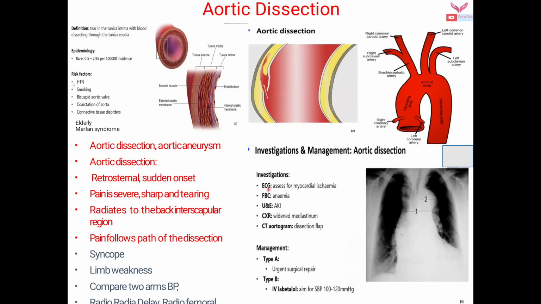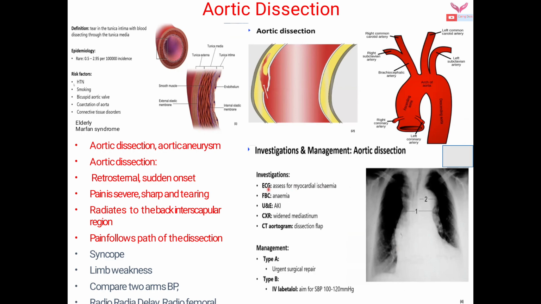Patients of aortic dissection, we find that there is a tear in the tunica intima with blood dissecting through the tunica media. It is seen in about 0.3 to 2.95 per lakh population. The risk factors are hypertension, smoking, bicuspid aortic valve, coarctation of the aorta, connective tissue disorder, elderly patients, Marfan syndrome.